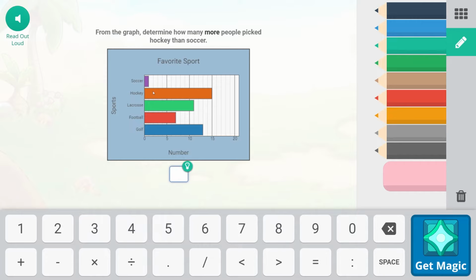From the graph, determine how many more people picked hockey than soccer. 15 people picked hockey, only 1 picked soccer. So 15 minus 1 is going to be 14, a difference of 14.